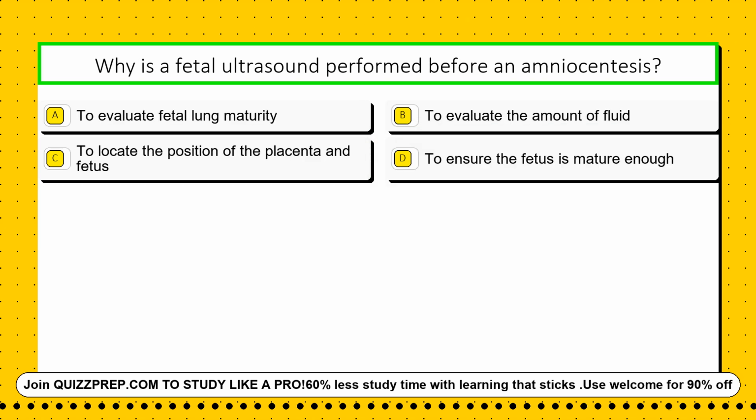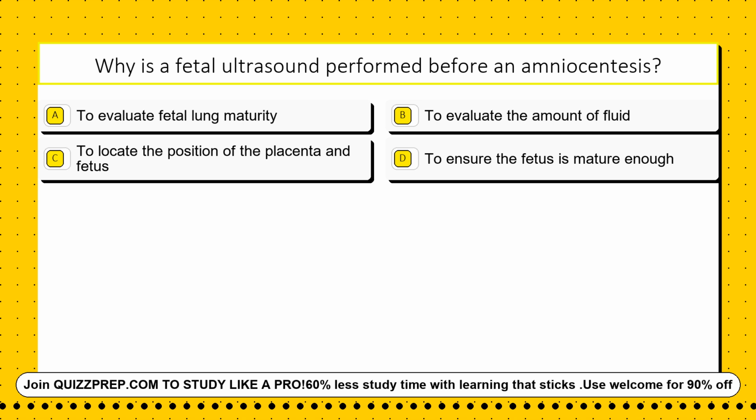Question 82. Why is a fetal ultrasound performed before an amniocentesis? Option A, to evaluate fetal lung maturity. Option B, to evaluate the amount of fluid. Option C, to locate the position of the placenta and fetus. Option D, to ensure the fetus is mature enough.